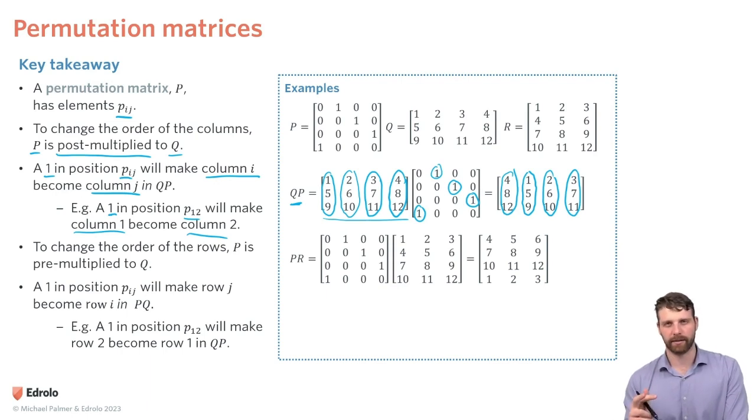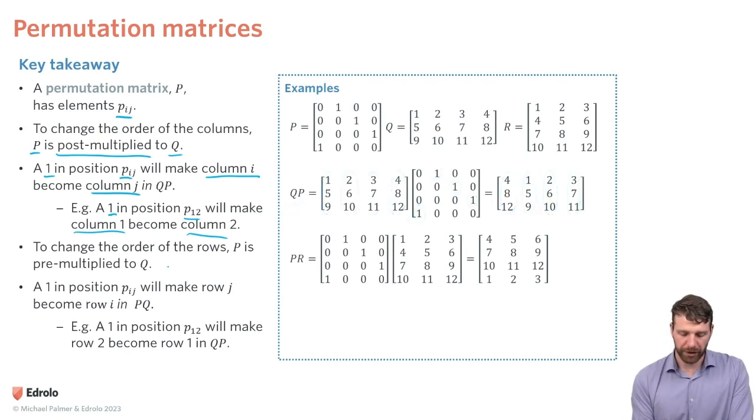And actually, this is sort of backwards, so we need to pay close attention. Okay, onto rows. So to change the order of the rows, P is pre-multiplied to Q. And actually, I've used R here. It doesn't really matter what we call that matrix to be permuted. So a 1 in position Pij will make row J become row I in PQ. So it's actually the other way around.